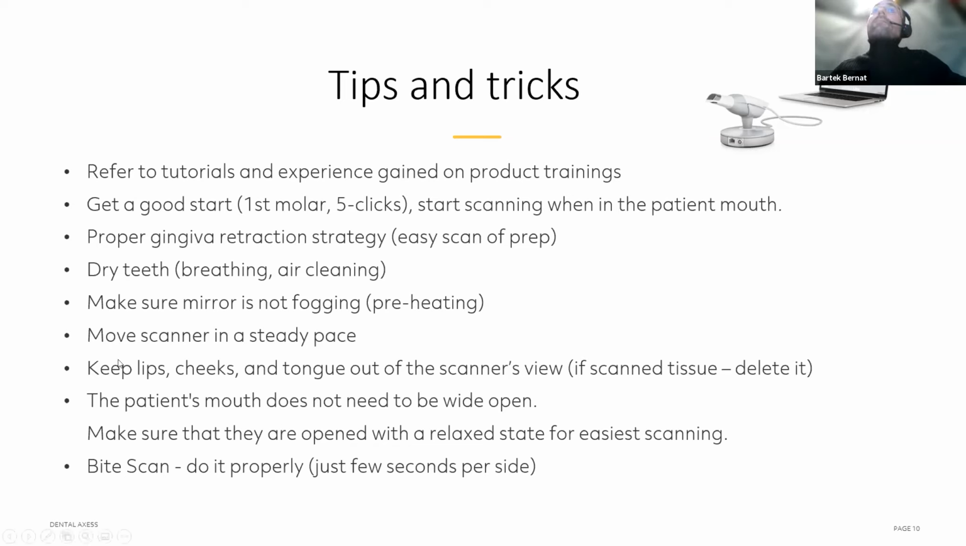Okay. Keep lips, cheeks, and tongue out of scanner because if you see that, this is what scanner is going to scan. So basically, if your prep is actually covered with the tongue, it's impossible to get any details out. So you can use the scanner tip itself, try to wedge your way through the stuff that are on the way, and you can use some mirror, you can use even your finger to actually get what you want into the view. And one more tip, because some people think that the patient mouth needs to be wide open.